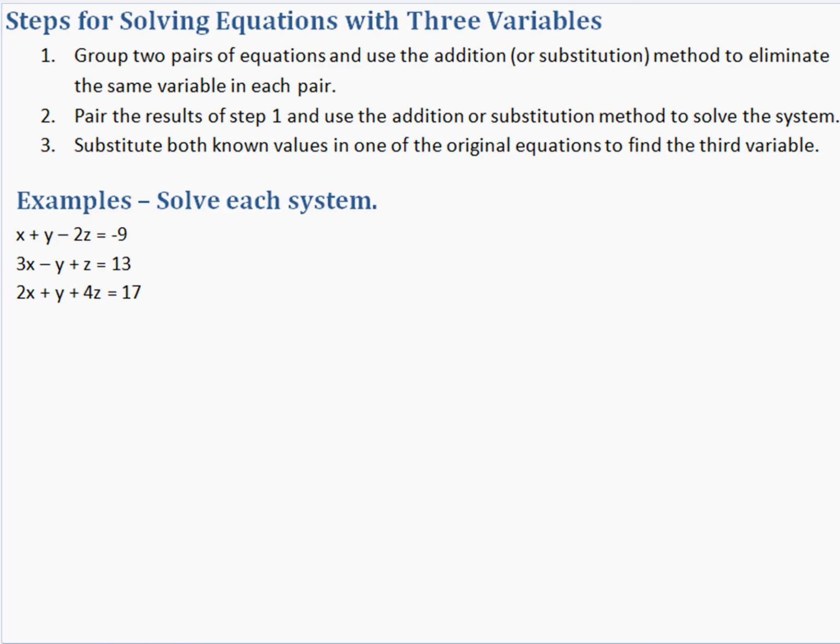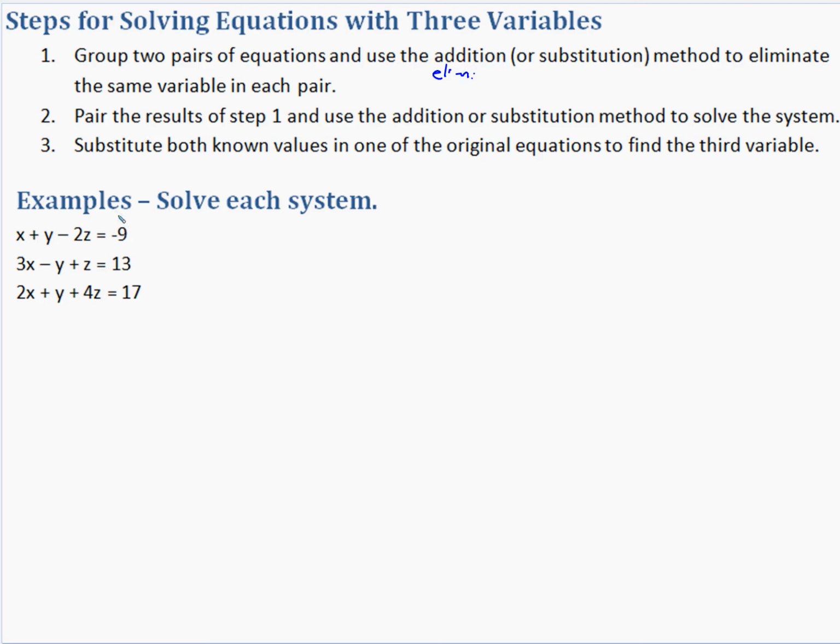So we have three equations with three variables. We have an x, a y, and a z in each of them. And so we're going to group two pairs, and we're going to use addition or substitution. Now, in this case, I usually prefer addition or elimination to do this. You can do substitution, and this one would work. You could solve for x and plug it in here, but I really prefer elimination over the substitution.